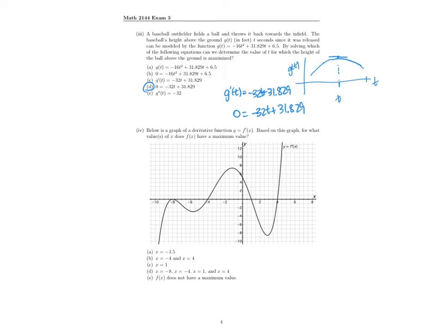Here we're given a graph of f prime. So based on the graph of f prime, for what values of x does f of x have a maximum value? So we're going to use the first derivative test.